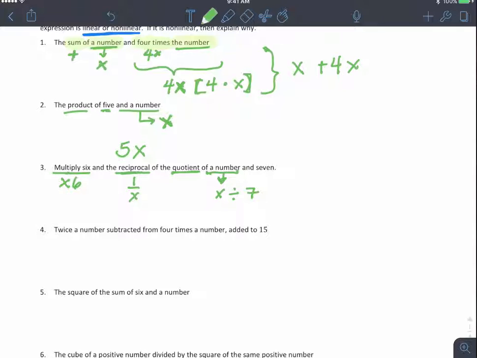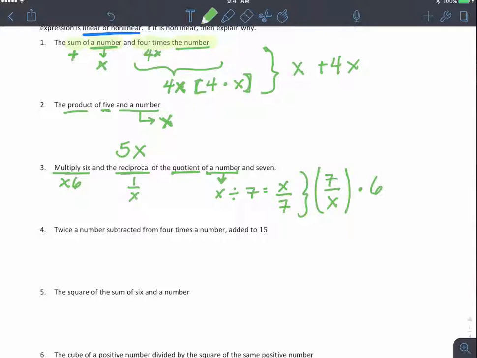So if we want to rewrite this as a fraction, it would be x divided by 7. So they're telling us to take the reciprocal of x over 7. So then it would be 7 over x, because reciprocal means that you're flipping it. So you're taking this quotient, or multiplying it by 6. Okay, so multiply by 6.